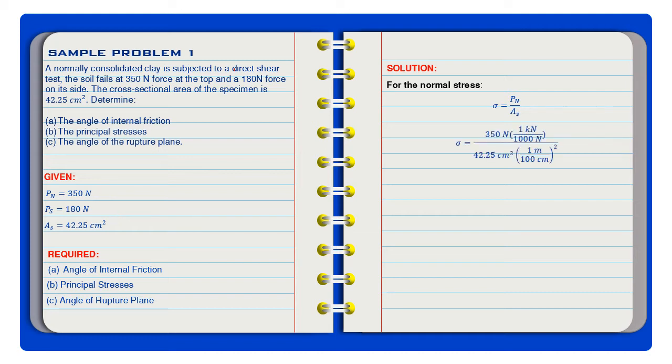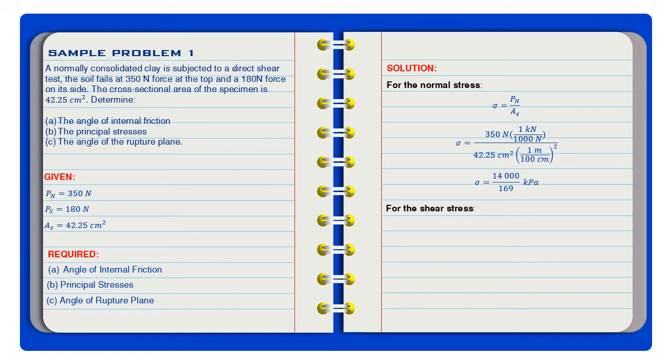So, that will be 350 newtons. So, let's convert 350 newtons into kilonewton, so there is a 1 over 1,000 here. That is 1 kilonewton divided by 1,000 newtons. And the 42.25 cm squared we convert into meter squared, so there is 1 meter over 100 cm squared here. So, our resulting normal stress will be 14,000 over 169 kilopascal. That is now our normal stress that we will plot on our column failure line.